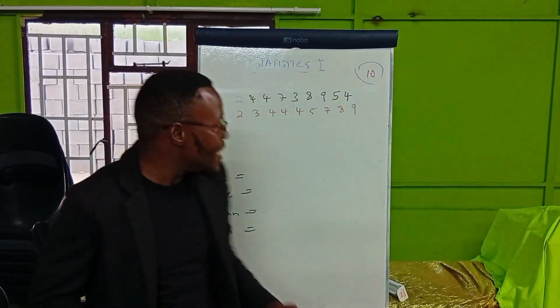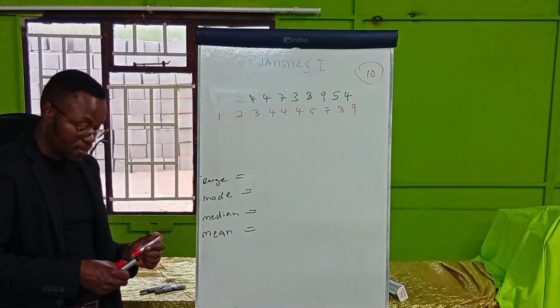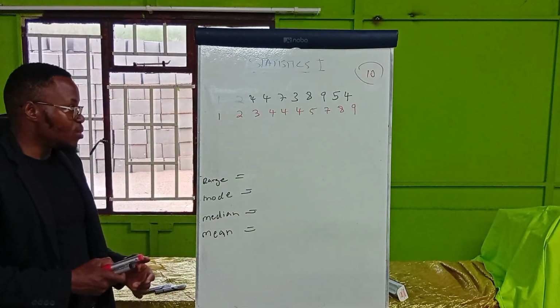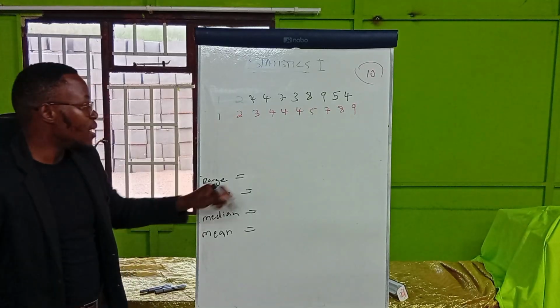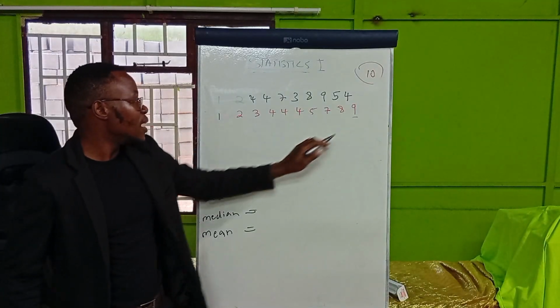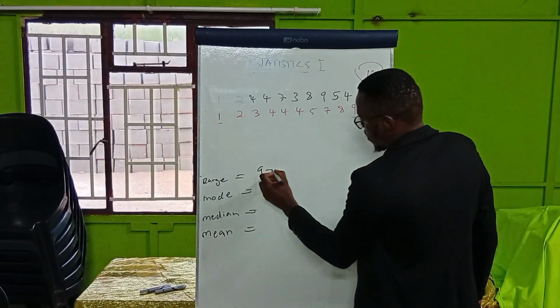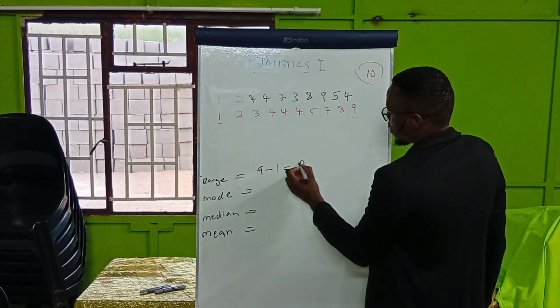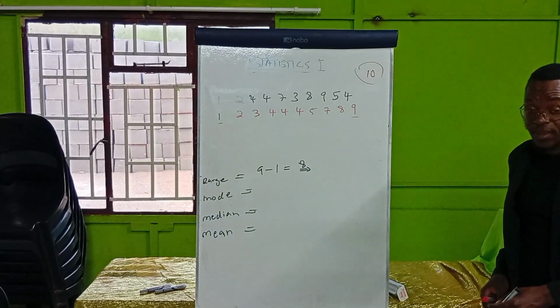So this will make it easy for me to determine both the mode and the median. And also the range, it will be easy. So to calculate the range then, that will mean I will subtract 1 from 9. So it will be 9 minus 1, and the range is 8. So this is how we get the range.